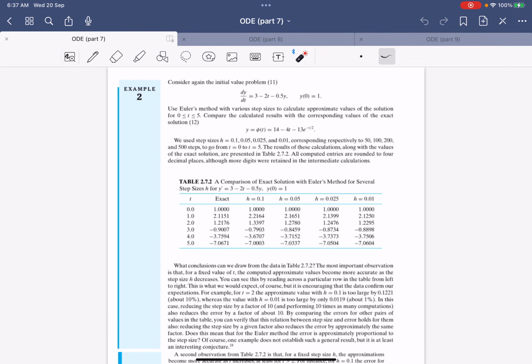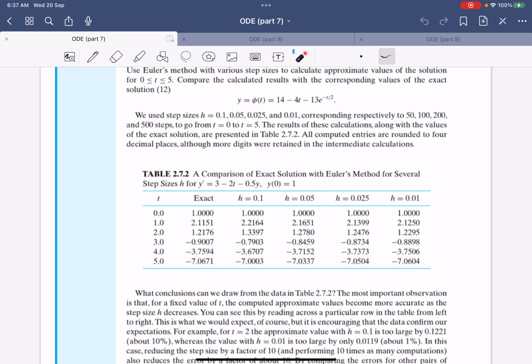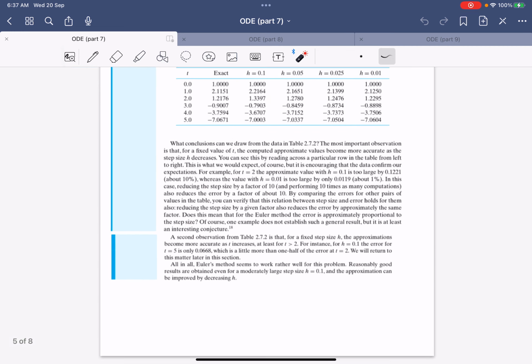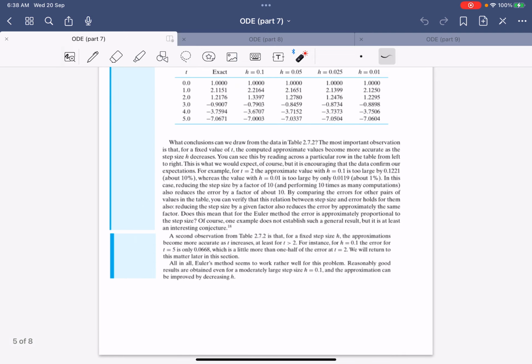And if we look at this example in greater detail, we can see that if we decrease our step size, then it leads to a better approximation as well. So why is this the case?